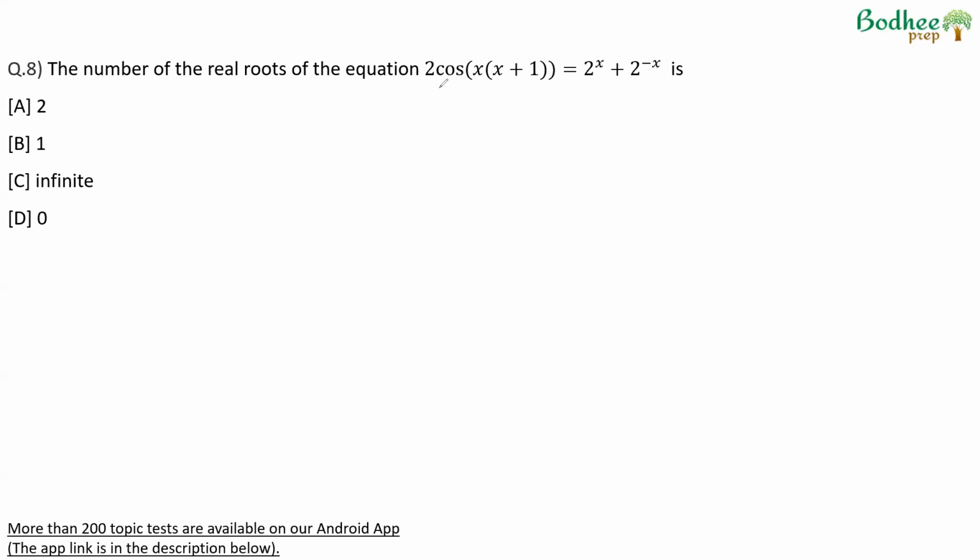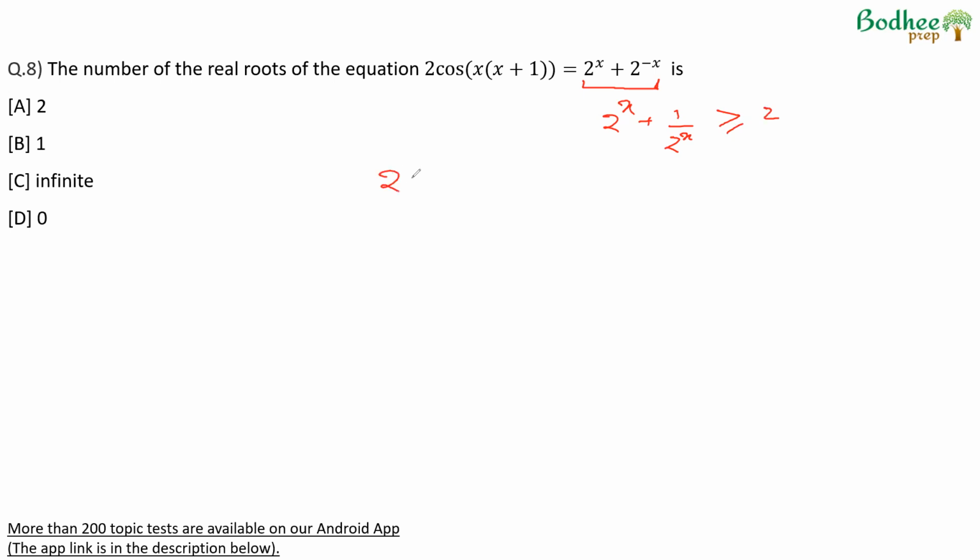The number of real roots of the equation 2 cos x into x plus 1 is equal to 2 raised to power x plus 2 raised to power minus x. Now 2 raised to power x plus 2 raised to power minus x, or 2 raised to power x plus 1 by 2 raised to power x, is a sum of two terms which are reciprocal of each other and positive. This is always greater than or equal to 2.